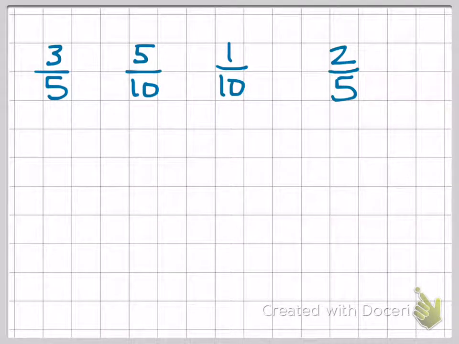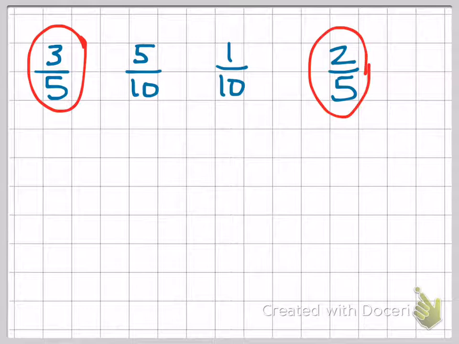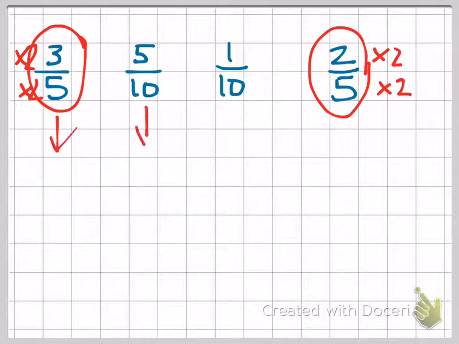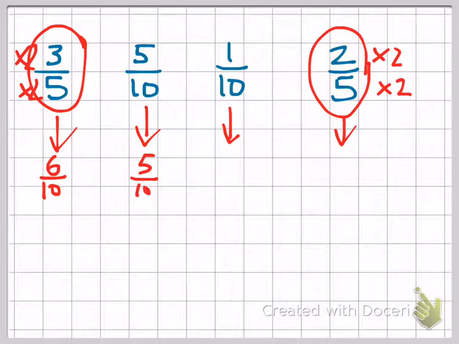Now the difficulty here is we have different denominators, so our first job is to try and give them the same denominator. We can change fifths into tenths, so we can quite easily change this one and this one into tenths. So timesing by 2, top and bottom. Our fractions are now changed to, this would be 6/10. This one stays the same at 5/10. This one stays the same as 1/10, and this one changes to 4/10.